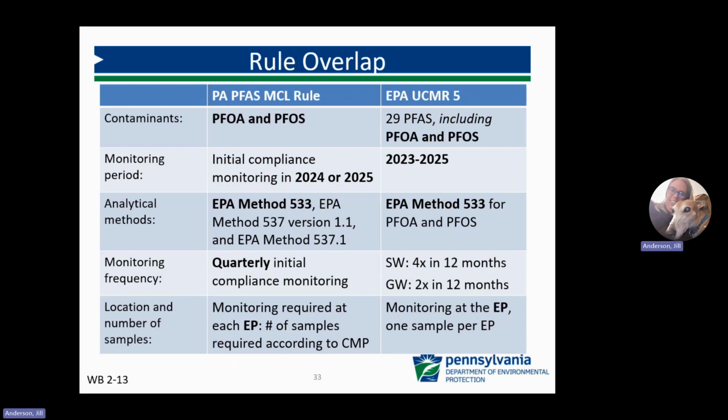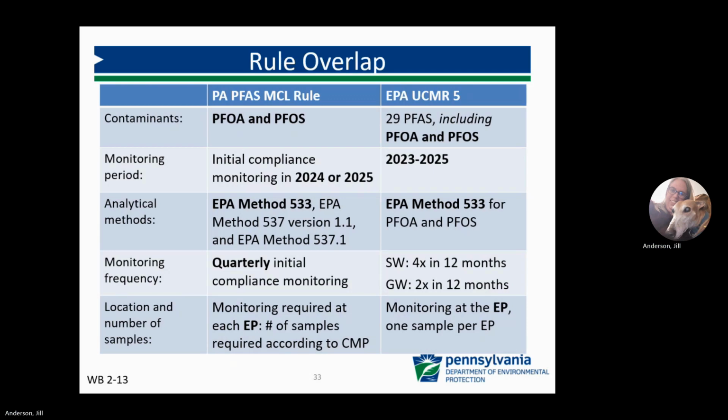The PFAS MCL rule includes 3 approved methods for analysis: EPA methods 533, 537, and 537.1. Under UCMR 5, analysis of PFOA and PFAS is required to be conducted following EPA method 533, which again is some overlap because that is one of the approved methods for Pennsylvania. The monitoring frequency under the PFAS MCL rule for initial monitoring is quarterly. Under UCMR 5, surface water systems are required to conduct quarterly monitoring, but groundwater systems only monitor twice in 12 months.